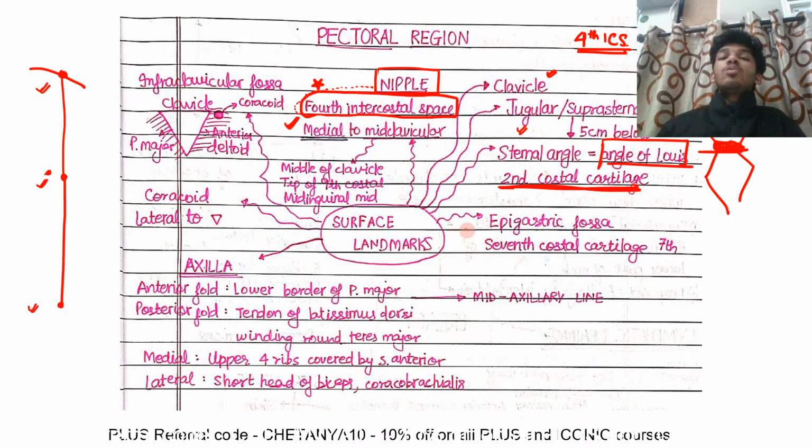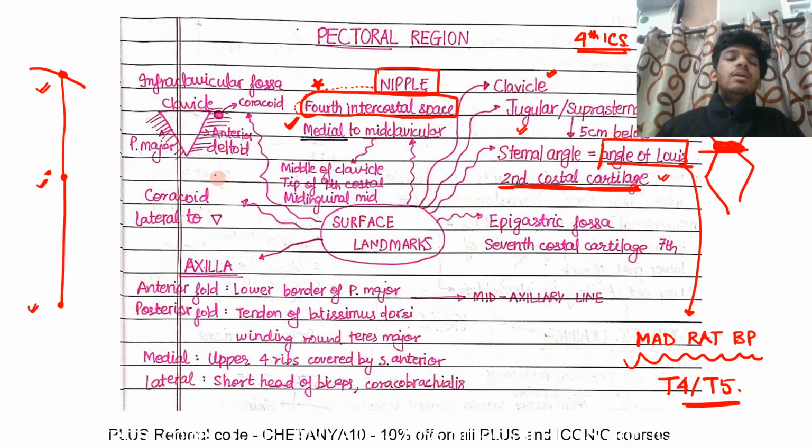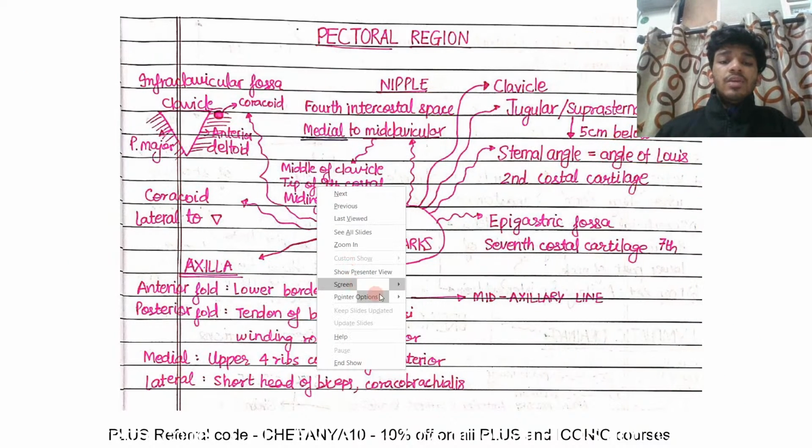It marks the second costal cartilage and it is used to count the ribs, and I have told you a mnemonic in one of my previous series. The mnemonic is MAD, RAT, BP, to remember what are the structures that are at the level of the second costal cartilage, that is at the level of the vertebral level T4, T5. Okay, it corresponds to what vertebral level? T4, T5.